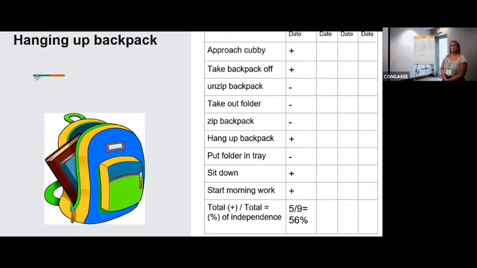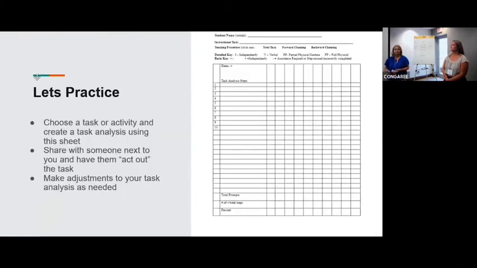So you could track data and show progress on that. So it's an important skill. It's significant that they be able to be independent, and it's a really quick, easy way to collect data. And even for a lot of these, we just do data once a week, and you don't have to do it every day. Even once a week, and it'll show progress.